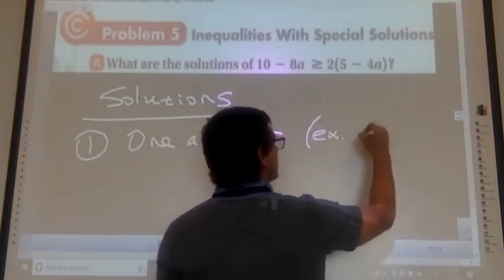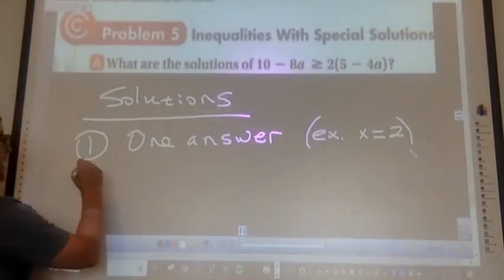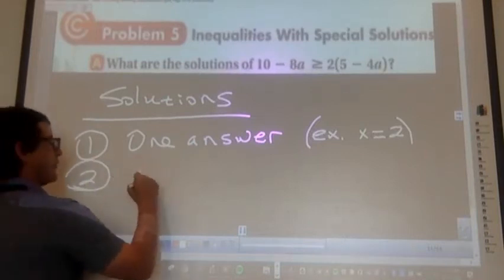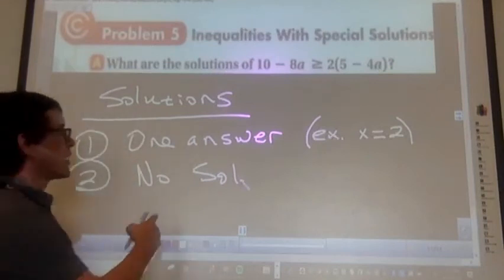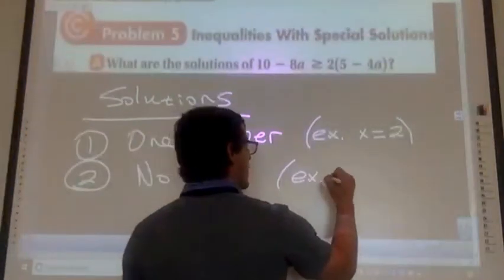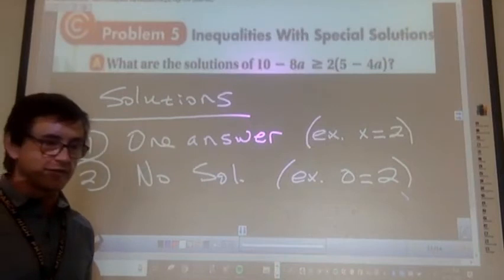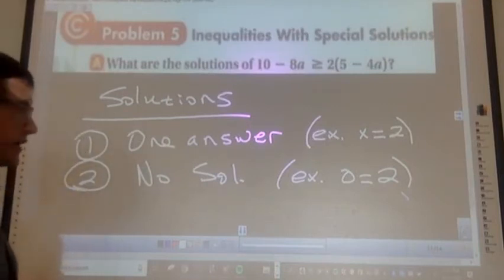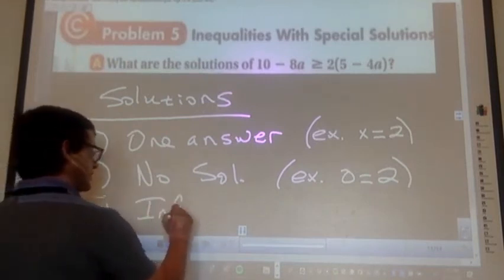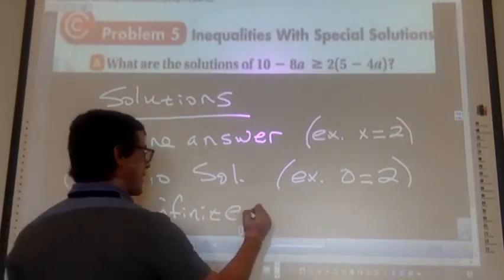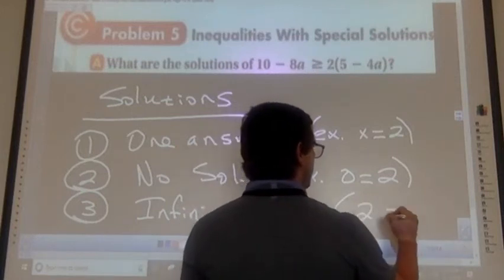Example would be like x equals 2. One solution, okay? Then we could have no solution, but I always like to say no sol. So no sol example would be like 0 equals 2. You can see we've already gone over this like 4 or 5 times in class, so that's your indication that it's important. And then 3, we have infinite solutions, and that one's going to be like 2 equals 2.